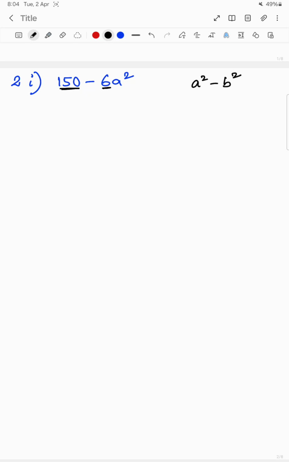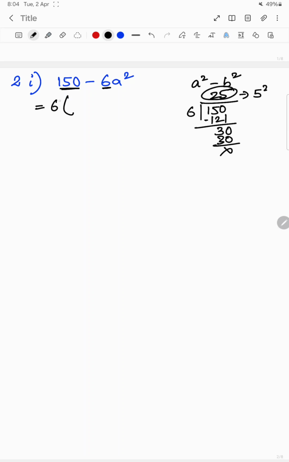So here let's see if I can divide 150 by 6. 6 2s are 12. When you subtract you get 3, this 0 comes down, 6 5s are 30. So you see that 25 is a square of 5. So now I can take out the common factor 6. When I take 6 common, 6 into 25 is 150. Here I have taken 6 as common, so this 6 has come out, and I am now left with a square. So now in the second step I can write 6 times (5 square minus a square).